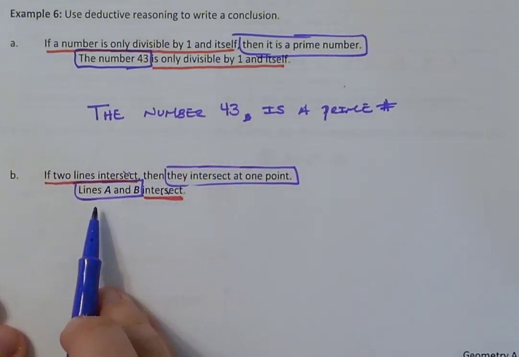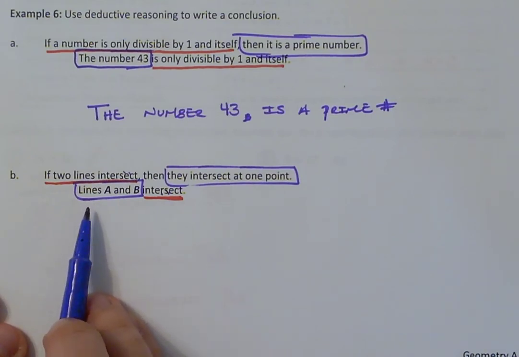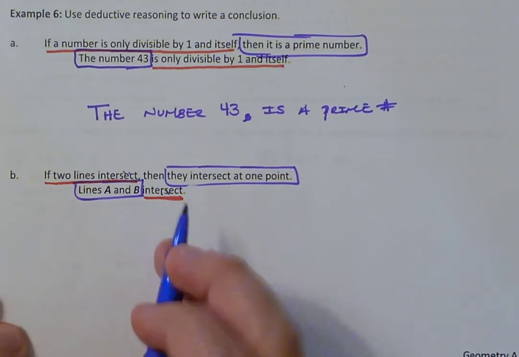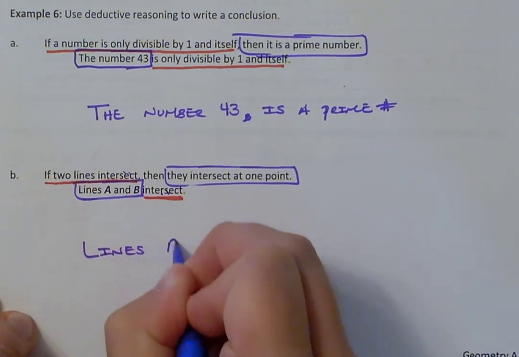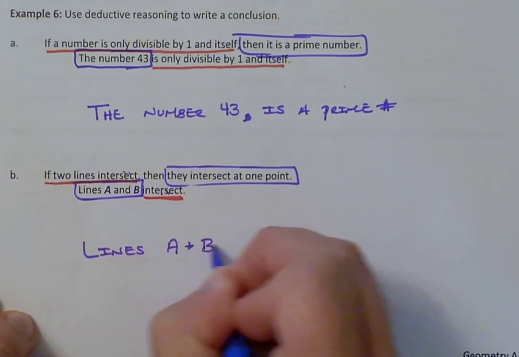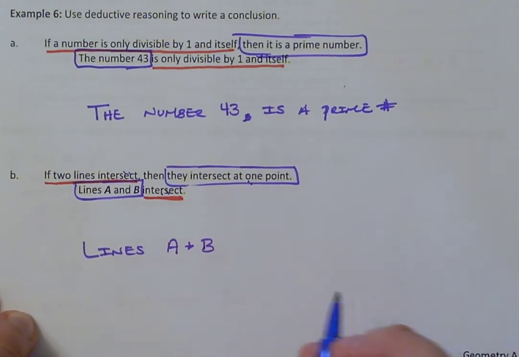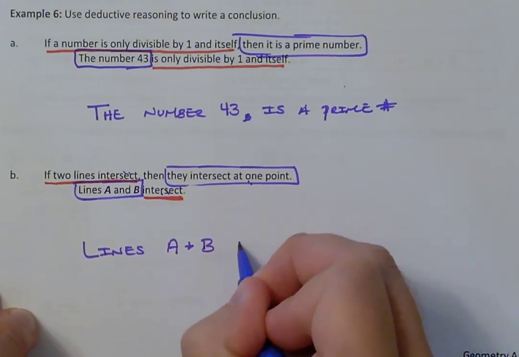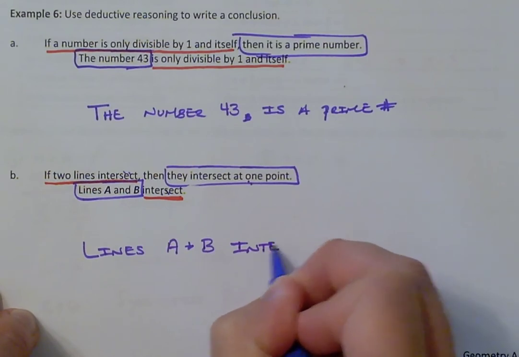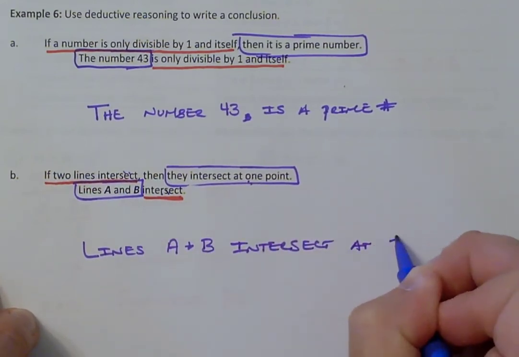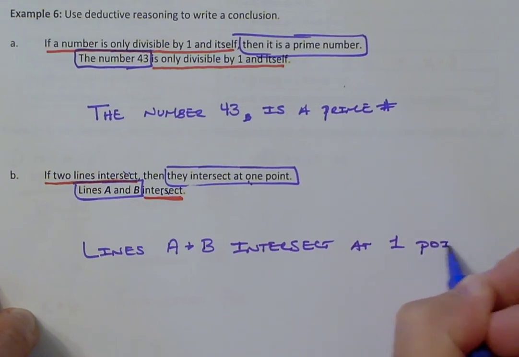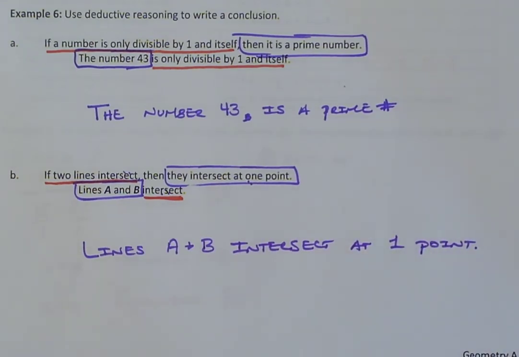So how we're going to write this is we're going to take the first part of the second statement, lines A and B, and then we're going to take the second part of our first statement, intersect at 1 point. And that is how you're going to go through and use deductive reasoning to write a conclusion.